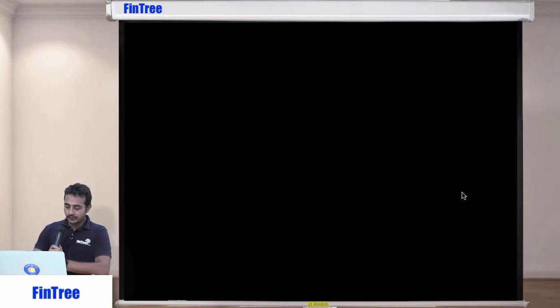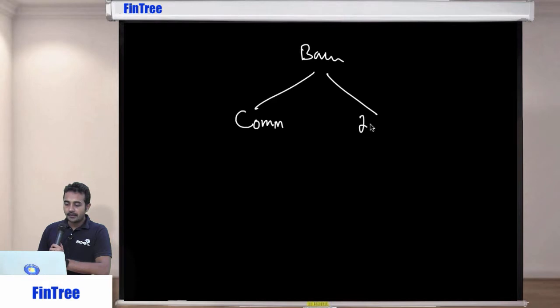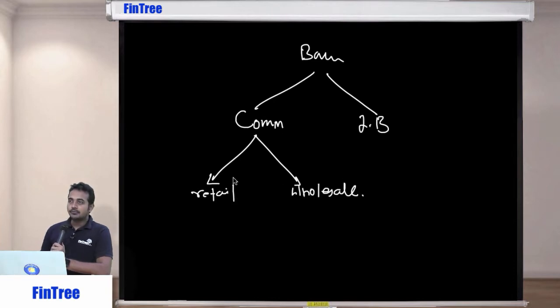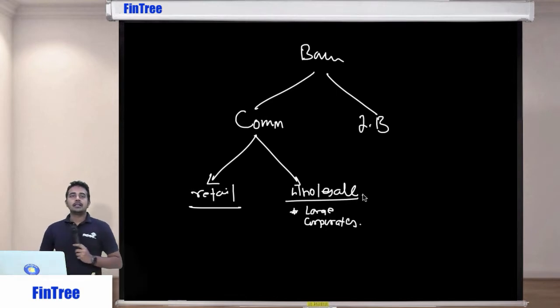So in our flowchart, when we said banking, commercial and investment banking, we can again break it down into two parts: retail and wholesale. Okay, so how are retail and wholesale distinguished from each other? Typically wholesale means large corporates, and retail means individual one-on-one borrowers.